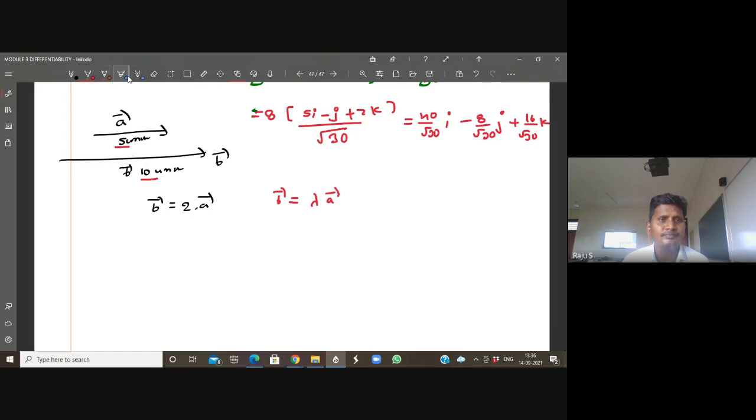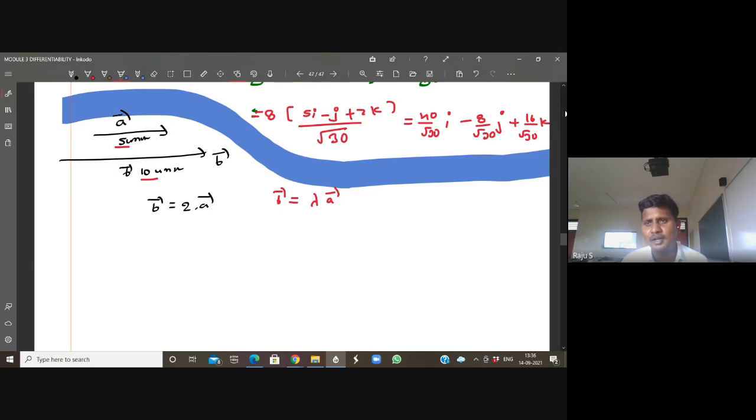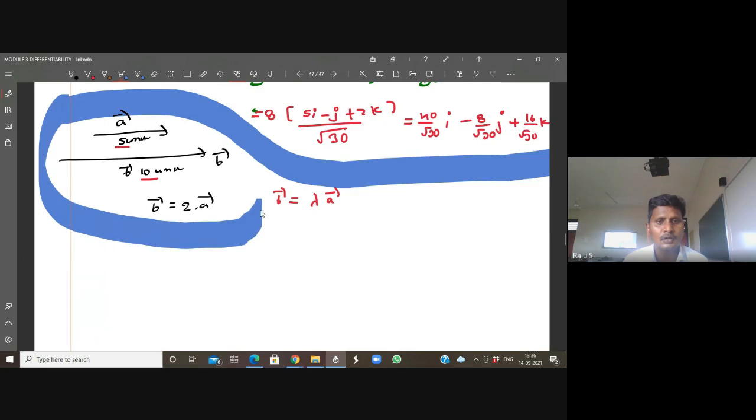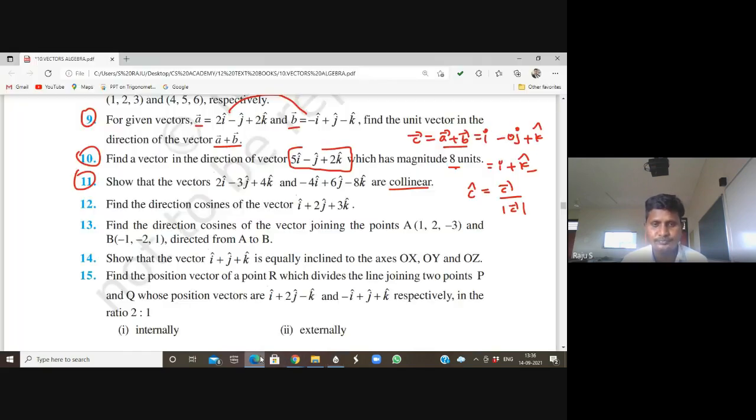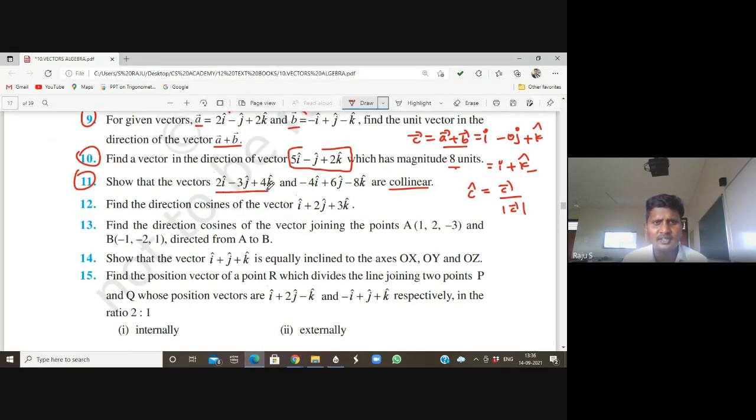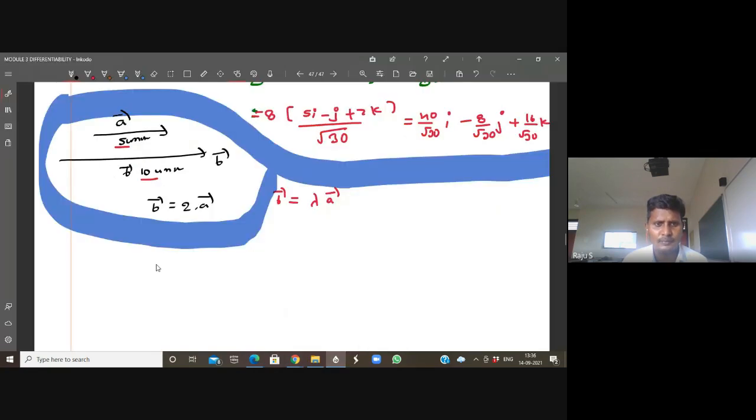Now, whenever it satisfies the property that one vector can be written as lambda times another vector, where lambda belongs to R, as I explained in the morning itself, then these two are collinear. How can we check that? One vector must be lambda times of another vector. See here, the given vectors. Let us take this as vector A, 2, minus 3, 4. Let us take vector A is equal to 2i minus 3j plus 4k.